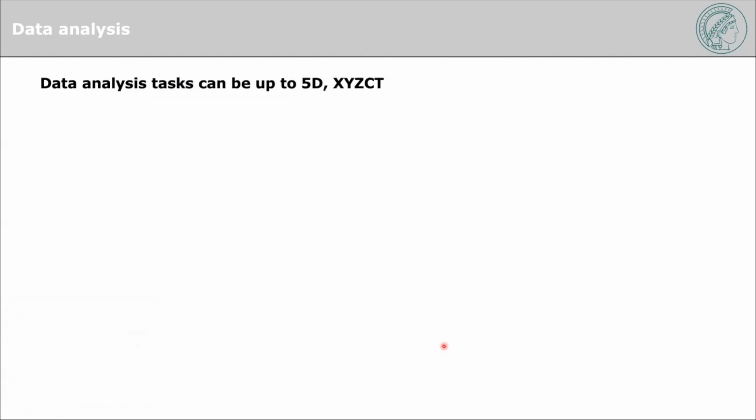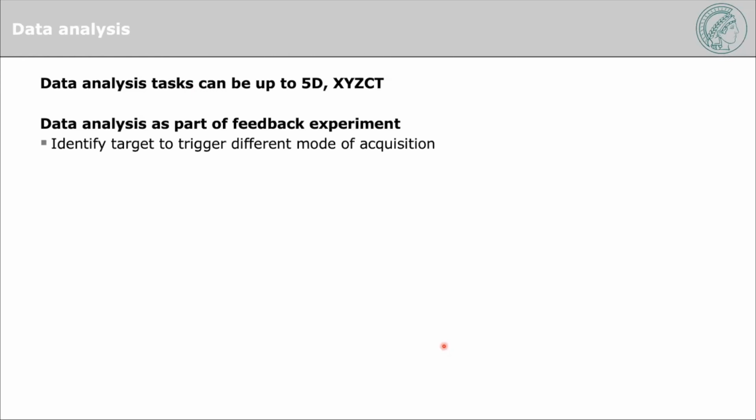So the problems go up to 5D, so we can have 2-dimensional, 3-dimensional, where we have to use multicolors, or also time and integrate over time to get information to make a decision. And it could be part of a feedback experiment. So as we described, identify a target to trigger a different mode of acquisition.